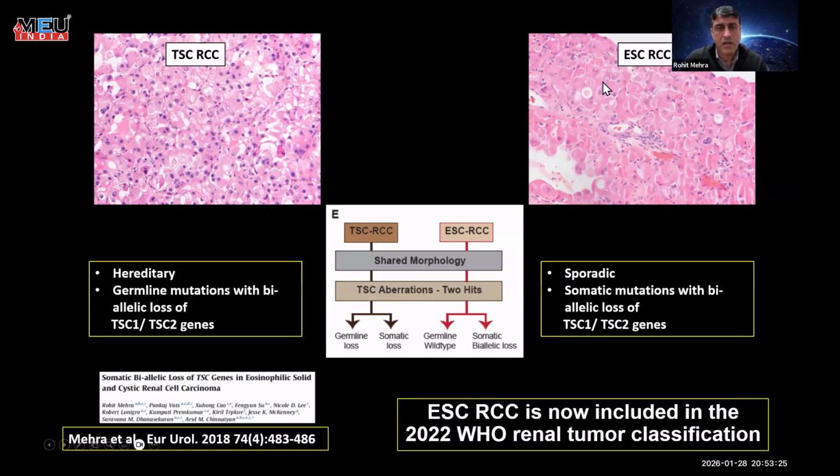I think these are about 90%, and these are about 10% within this domain itself. But what we and others have shown is that both of these tumors have aberrations within TSC1 and TSC2 genes, and depending on whether the biallelic loss is germline or hereditary in nature, or whether the biallelic loss is somatic in nature, these tumors are called TSC RCC and sCRCC. And now, because of this work as well as other work done by colleagues in different institutions, sCRCC is now included in the 2022 WHO renal tumor classification.